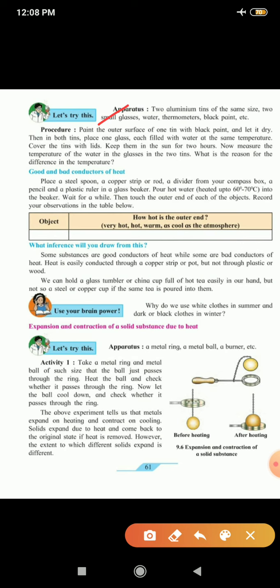Cover the tins with lids. Keep them in the sun for 2 hours. Now measure the temperature of the water in the glasses in the 2 tins. What is the reason for the difference in temperature?